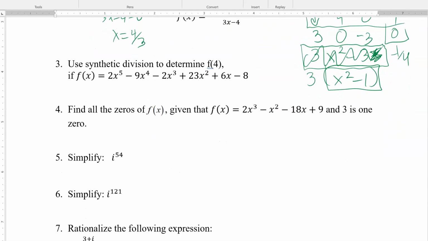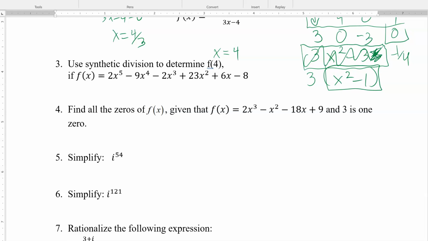Now, how do I do synthetic division with this? Well, it's really easy. This is what our x equals. X equals 4. F of 4 is f of x, where x is 4. So I'm going to set up the house, and we're going to put all of these coefficients in there, and we're going to put x equals 4.